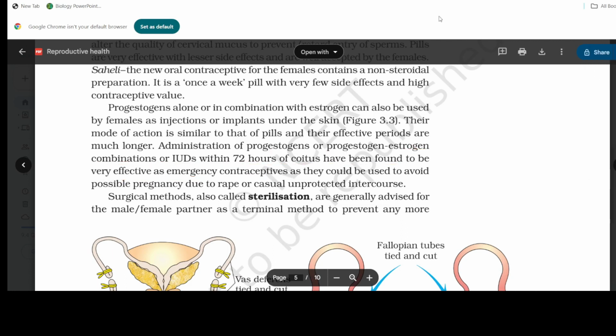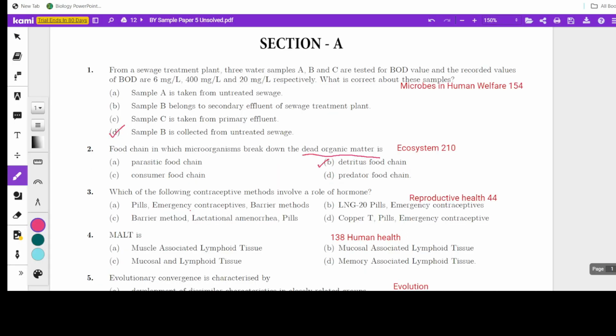So the answer to the question shall be LNG20 pills and emergency contraceptives. So this is the answer. Clear? So this is how you have to think. You cannot learn a part and directly answer that question. That kind of thing is not possible in CBSE. You have to learn the whole chapter. You must be able to analyze it and then answer. Analyzing skills are very, very important here.